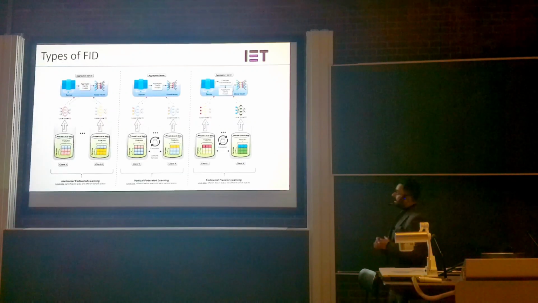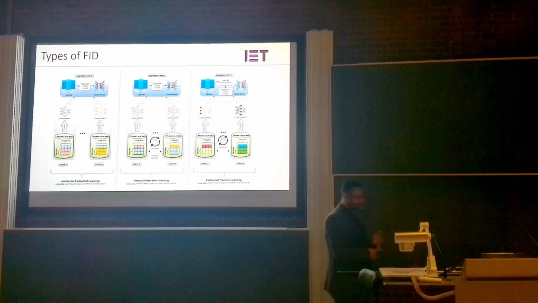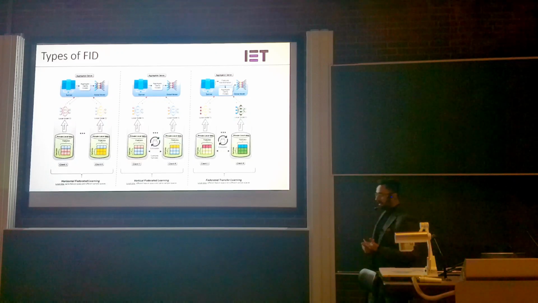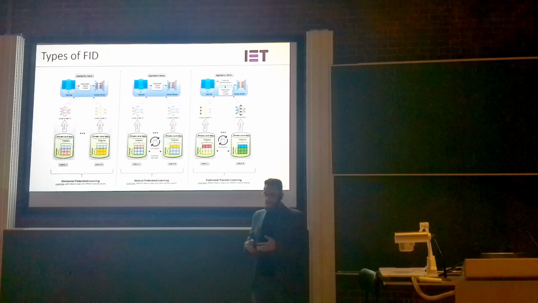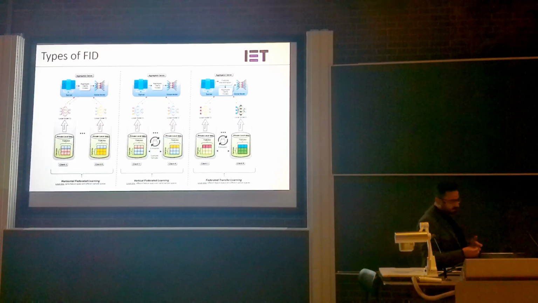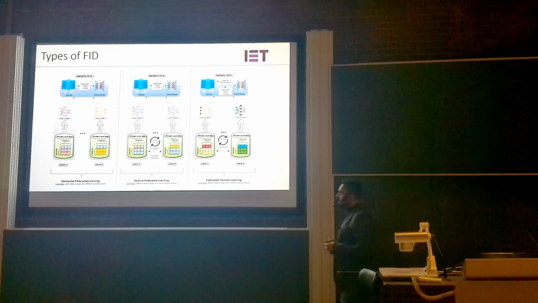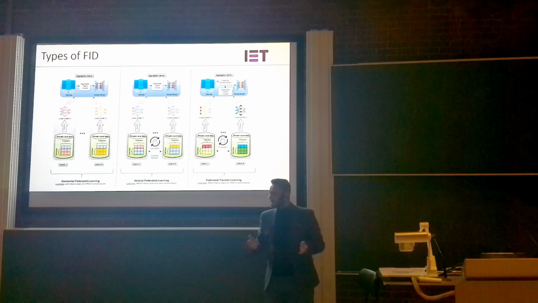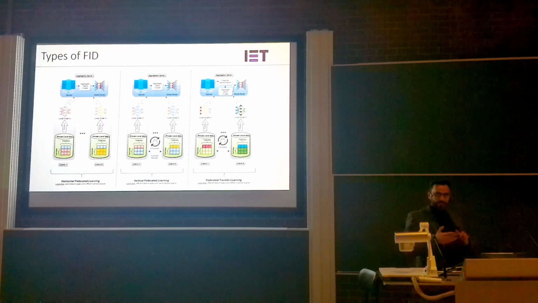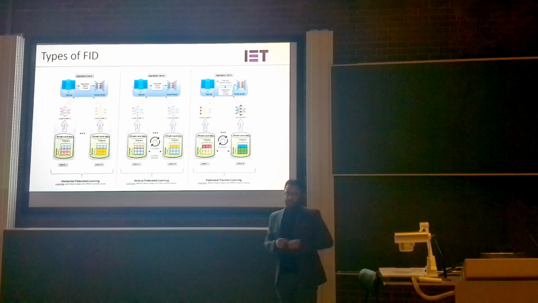Now, federated learning has several types: vertical federated learning, horizontal federated learning, and federated transfer learning. The main difference between them is the feature space. Horizontal federated learning is mostly used when you have the same feature space but different sample sizes. The vertical is the opposite: you have a different feature space but the same sample size.